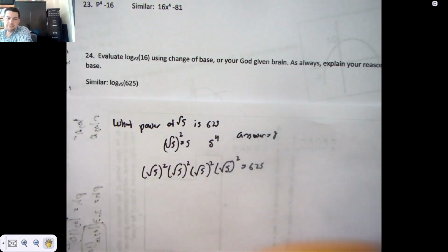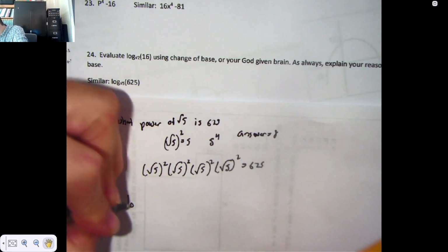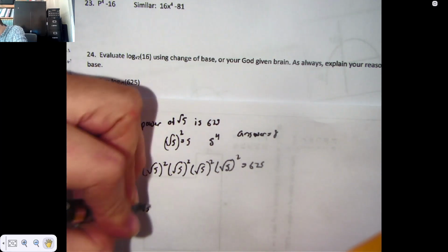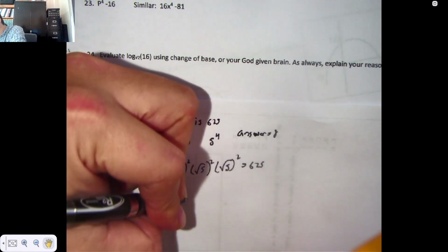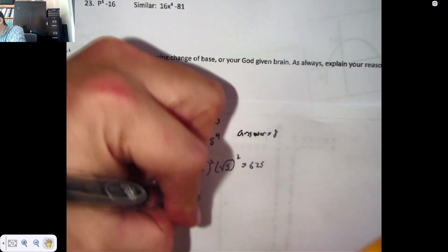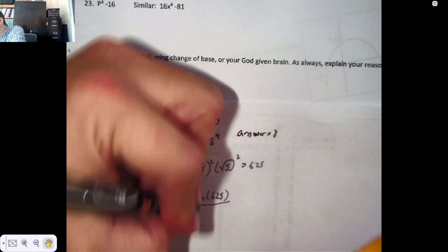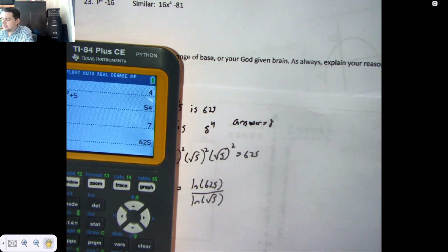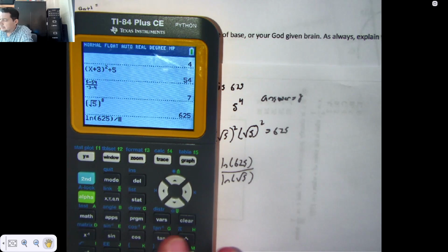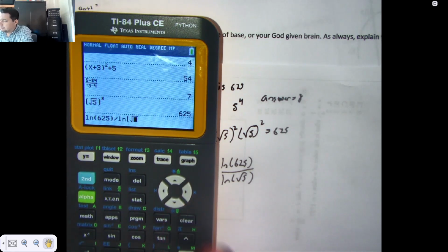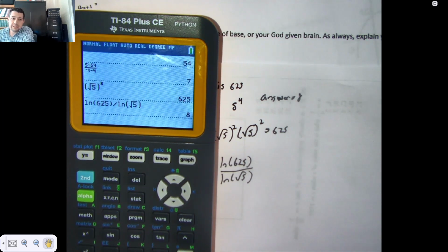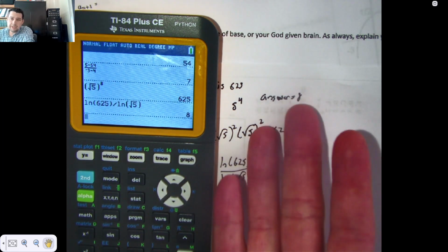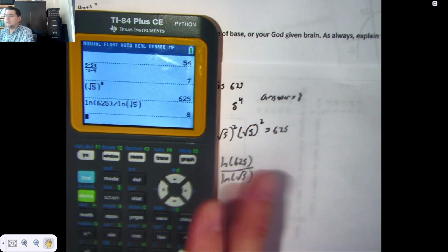Now, if you can't do that, you can use change of base. I'm going to use the ln because that's what I like. Natural log of 625 over natural log of root 5. I know some kids that have a hard time pushing that in a calculator. They really just type it in. But some kids don't push buttons very well. And surprise, it's still 8. Preferably you do it the way I did with that brain that God gave you. That's what I would hope.